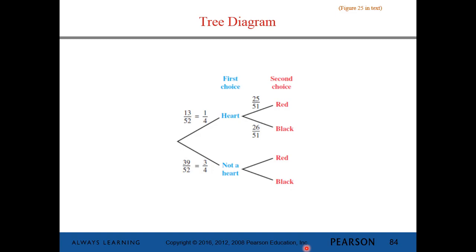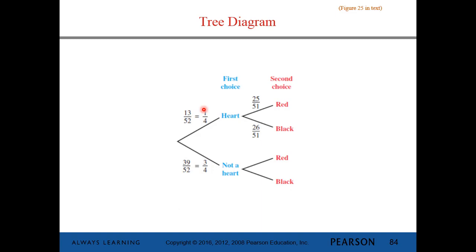Now what about this one? Heart or not a heart? Second choice, red or black. These are the cards, so this is a standard deck of cards. We have a first draw and a second draw. Now notice, you can see this is conditional probability. This is what we call without replacement. You're taking the card out and not putting it back in the deck. Or you're drawing 2 cards, one right after another, and not putting the first card back.